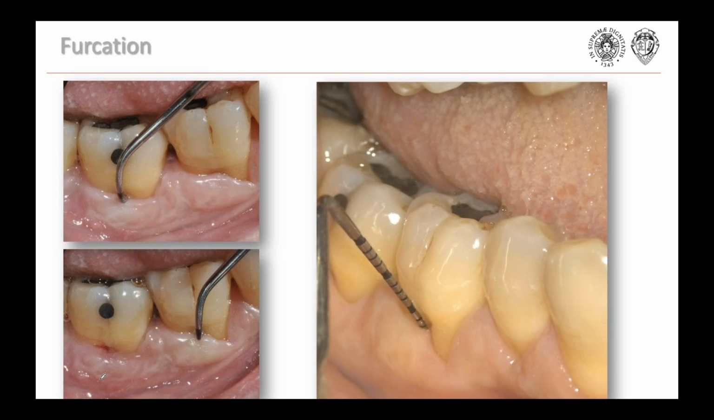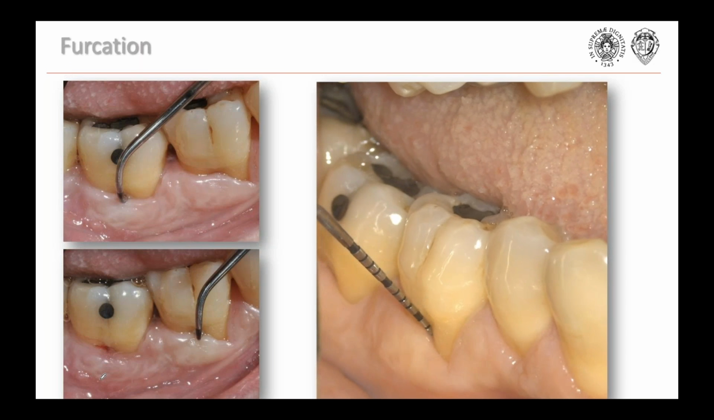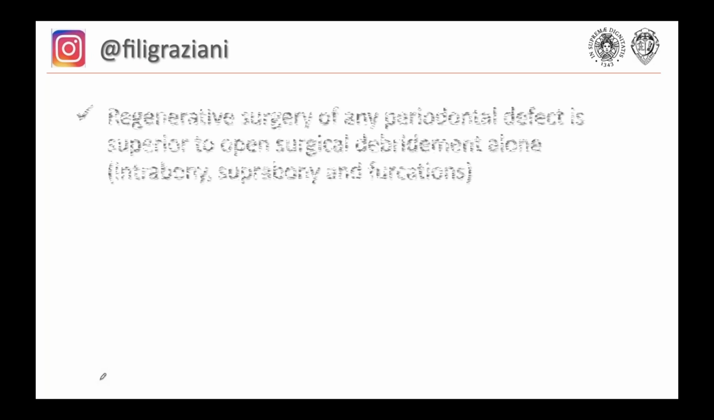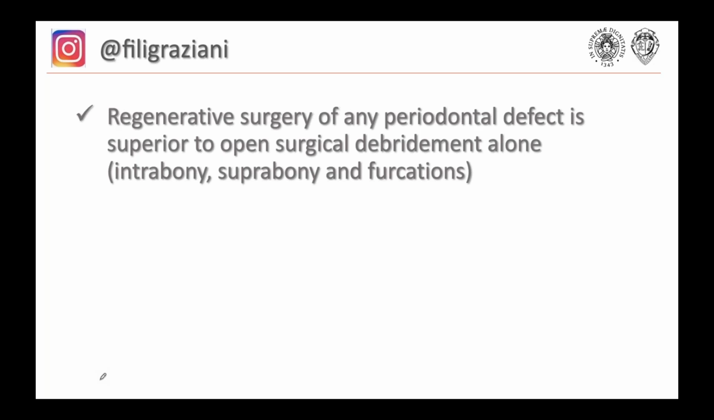Now let me highlight, just at the end, a few points that I would like to share with you. Regeneration of any periodontal defect appears to be superior to open surgical debridement of that specific defect, to an extent that I would have no hesitation in saying that regeneration, in the case, for example, of an intra-bony defect or a furcation in the mandible, is really the elective treatment in 2020. I have no doubt in that.